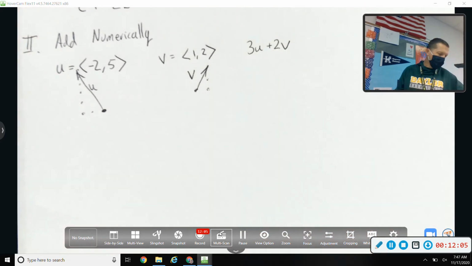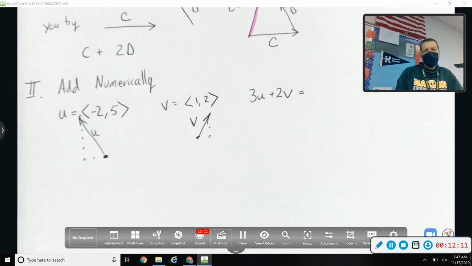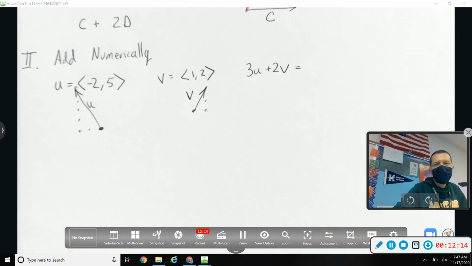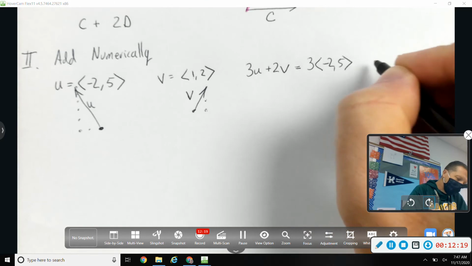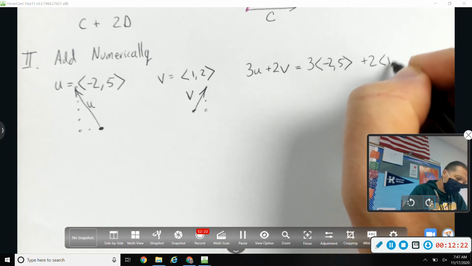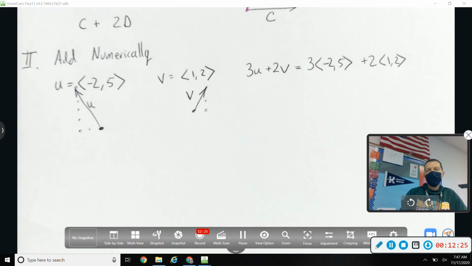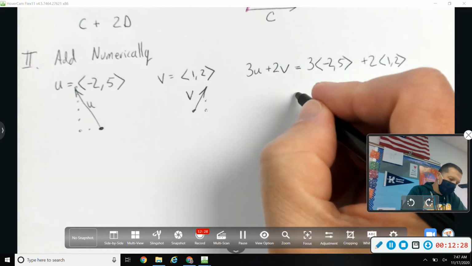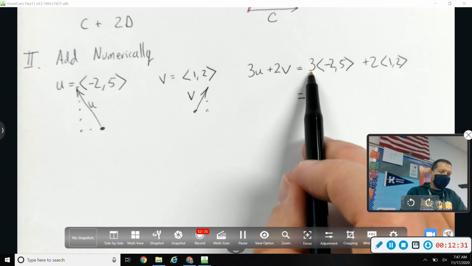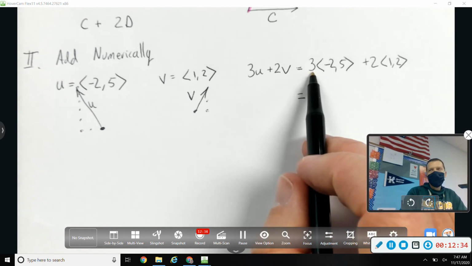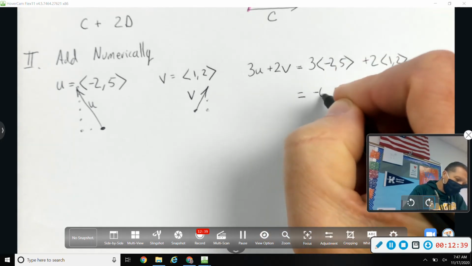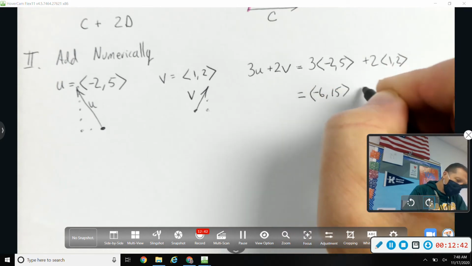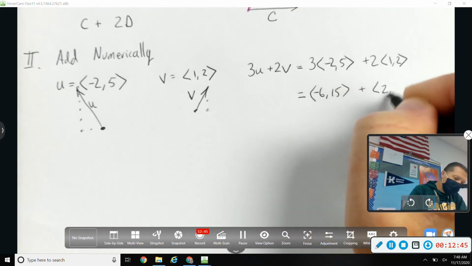Right, if we want to do 3u plus 2v, adding numerically is easy. This is good news. 3 times negative 2, 5 plus 2 times 1, 2. So take a guess. What do you think we do with the 3? Distribute it. So I can distribute that 3 and get negative 6, 15. And I can distribute the 2 and get 2, 4.